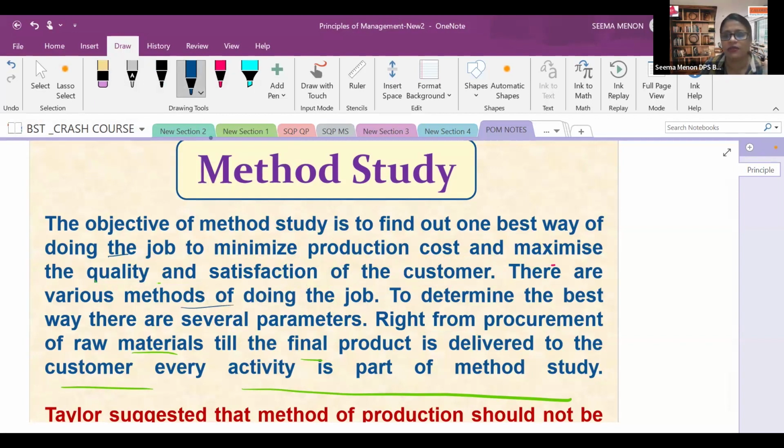There are various methods of doing the job. To determine the best way, there are several parameters. Right from the procurement of raw material till the final product is delivered to the customer, every activity is a part of method study. That means finding the best way. There are different methods and processes in the manufacturing process. So how we can do every method in the best way comes under method study.